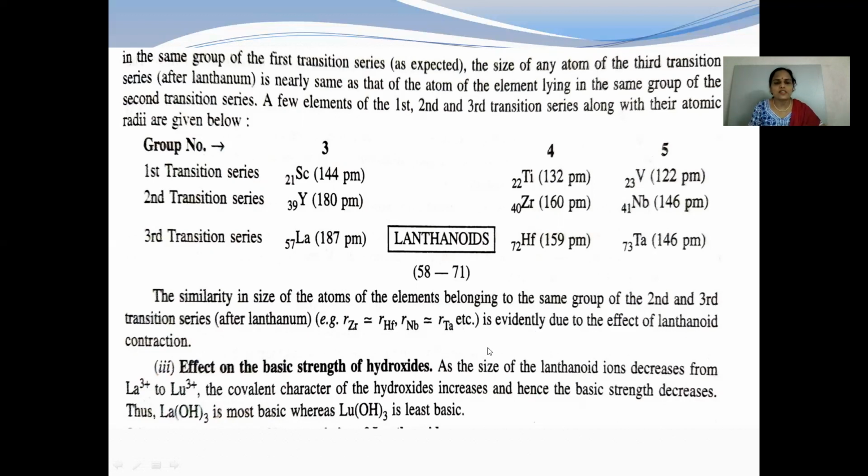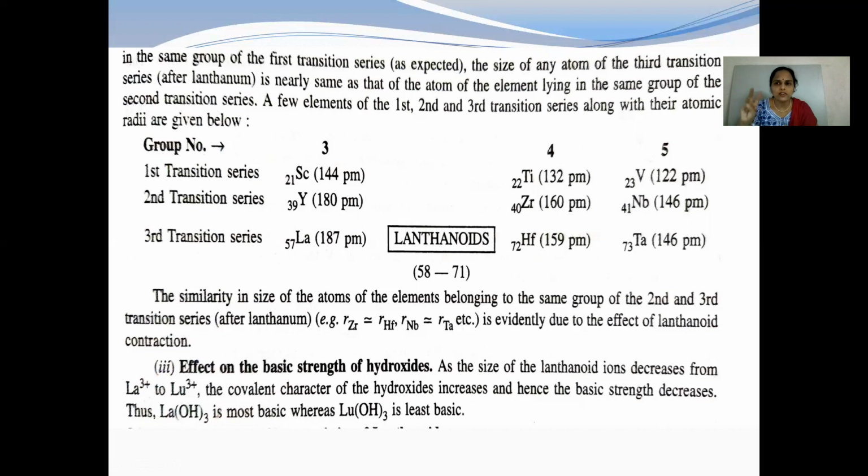The third consequence is the effect on the basic strength of hydroxides. As the size of the lanthanoid ions decreases from lanthanum ion to lutetium ion, La3+ to Lu3+, the covalent character of the hydroxides increases and hence the basic strength decreases. Thus, lanthanum hydroxide, La(OH)3, is most basic, whereas lutetium hydroxide, Lu(OH)3, is least basic.